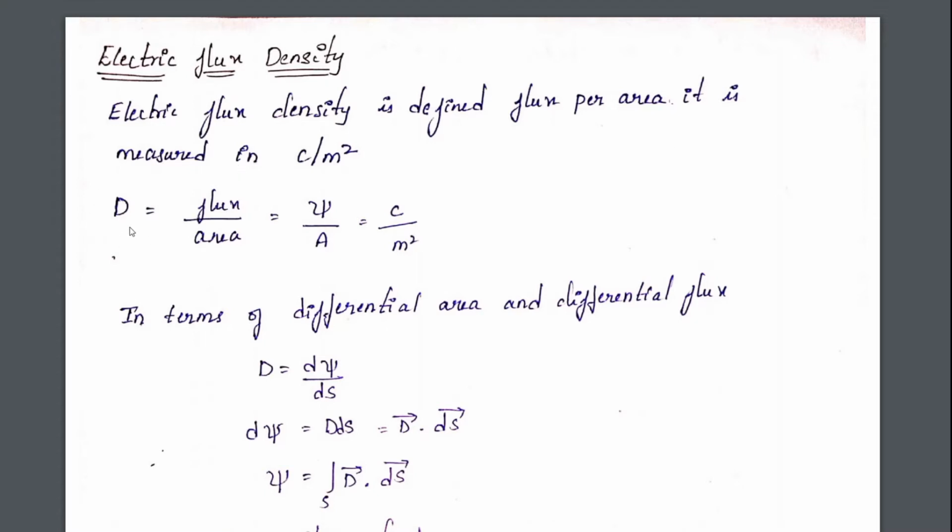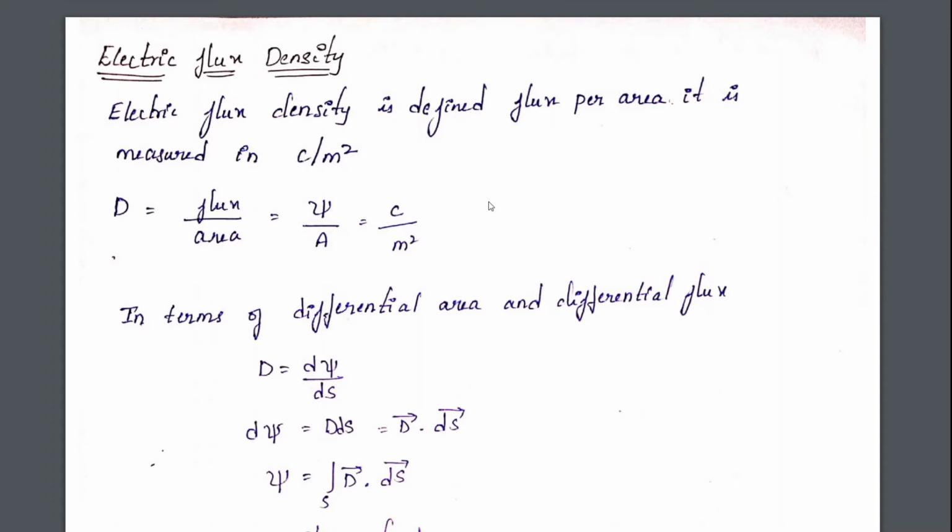Flux is the amount of electric field that passes through a surface in a given instant of time, and is called electric flux. So electric flux density is the ratio of the flux divided by area. And flux is denoted by which symbol? Psi. And area is taken as A. So the unit for electric flux density will be coulomb per meter square.